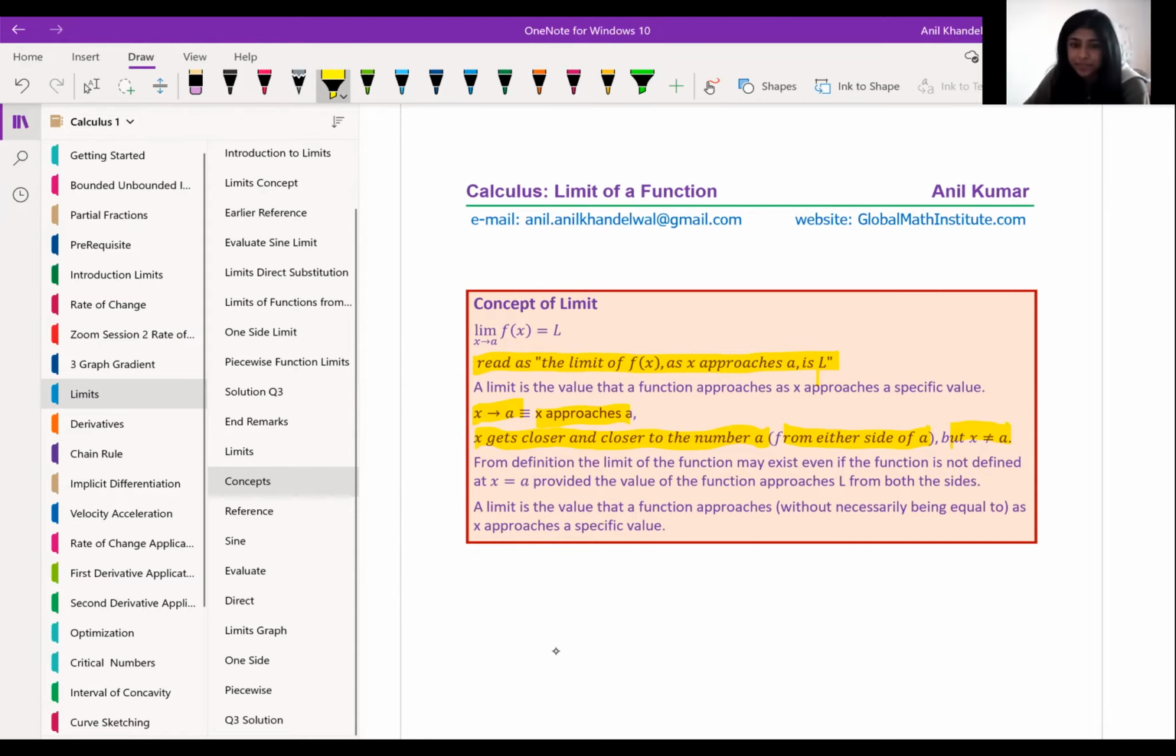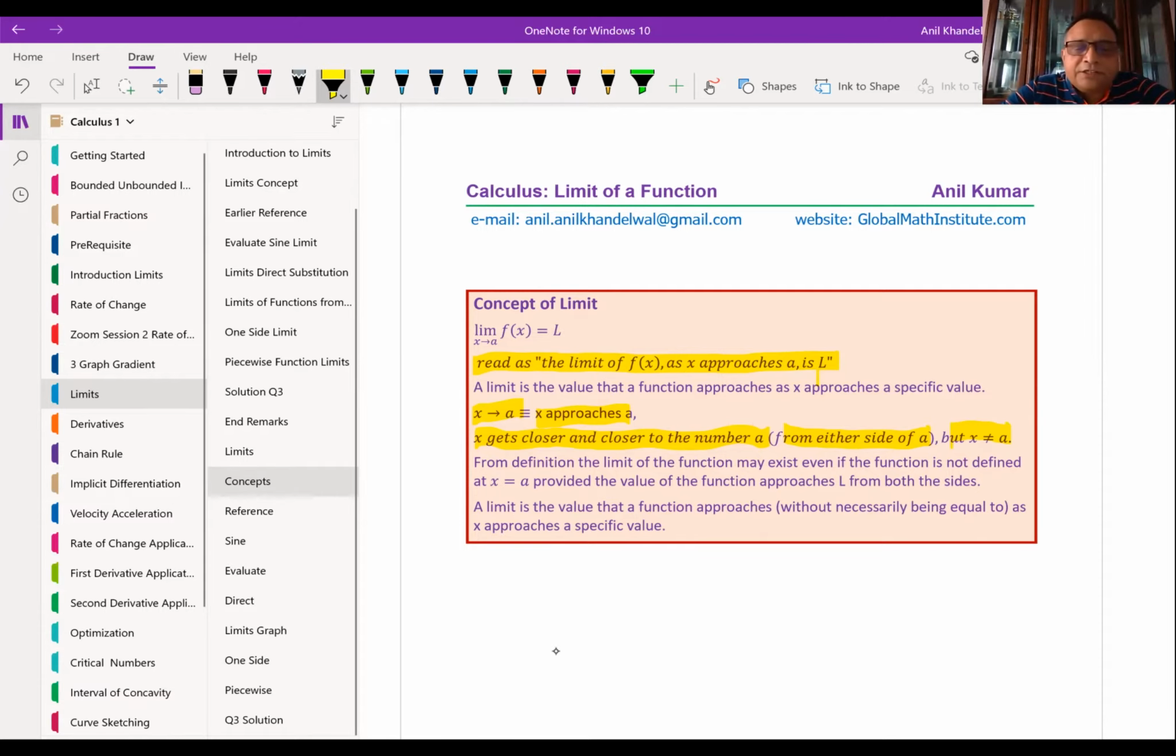From definition, now, once again, the definition was given to you earlier. From definition, the limit of a function may exist even if the function is not defined at x equals a, correct? Provided the value of the function approaches L, a real number, from both the sides. So in sin x over x, it was approaching 1 for x approaching 0, so it has a limit, which is 1.